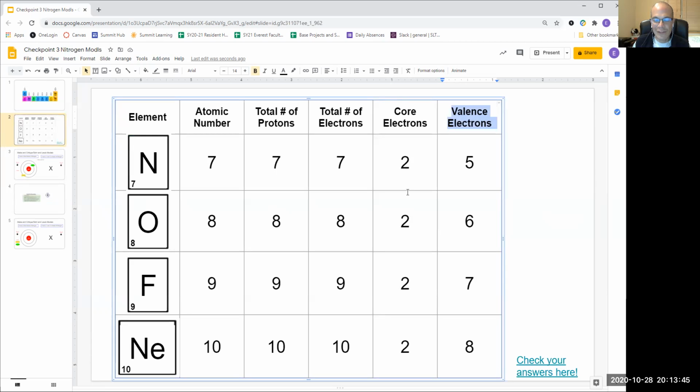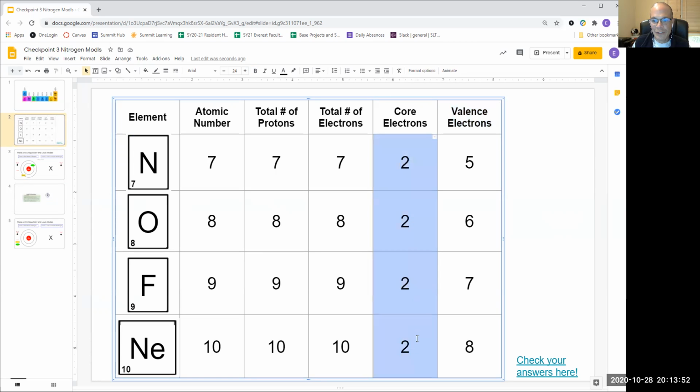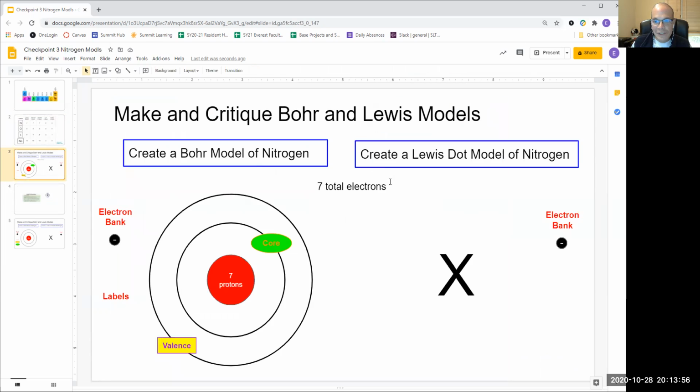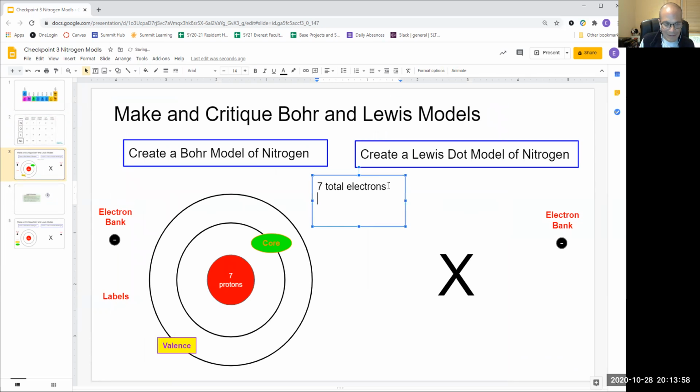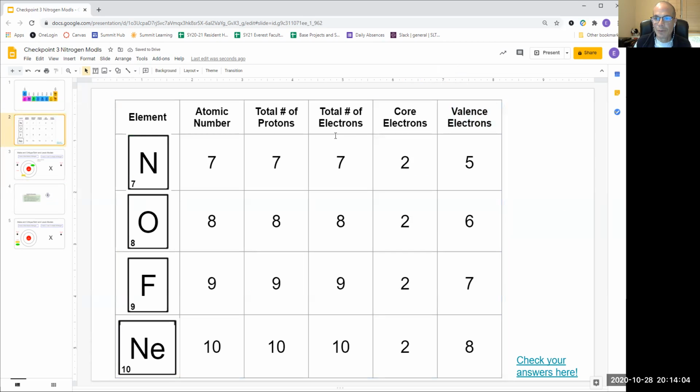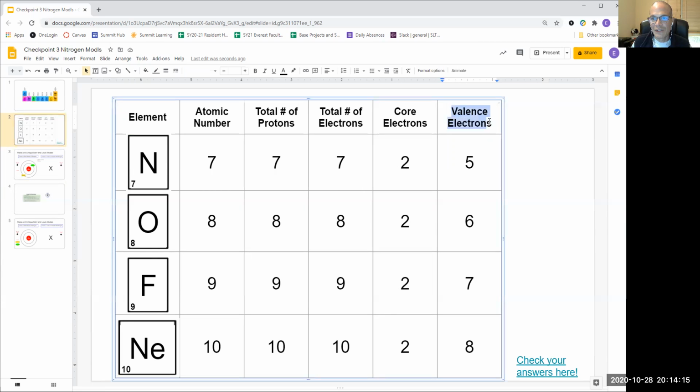And what you'll see is that all of these elements and all the elements in the second row of the periodic table, they have 2 core electrons. Okay, so let's just go back here and let's see, 2 core electrons. Now I'm just going to abbreviate electrons with an E, just to make it a little easier for myself. And then if we have 7 total electrons, and 2 of these 7 we call the core electrons, the remaining 5 electrons are the valence electrons.